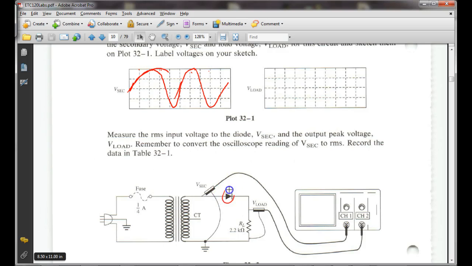We look at the diode and we see what's pointing back toward the source. If the anode is pointing back toward the source, it's positive. If the cathode is pointing back toward the source, it's negative, right?